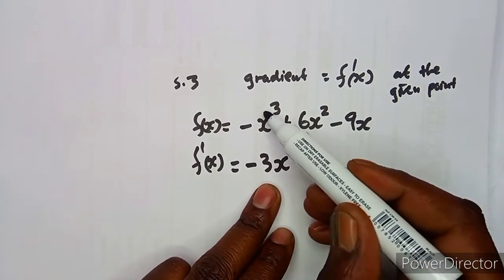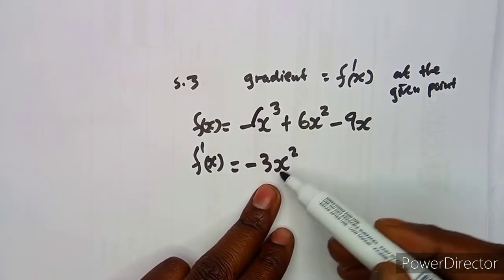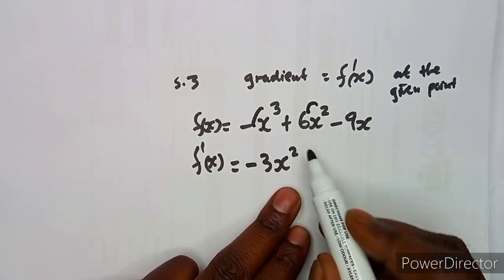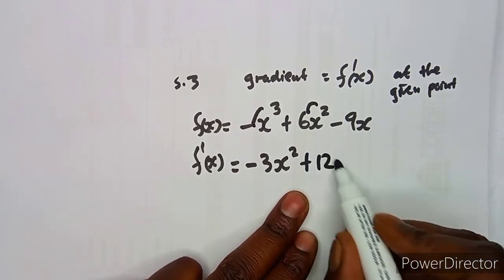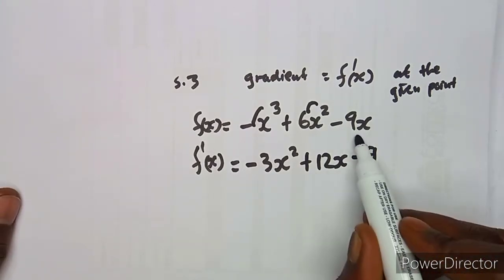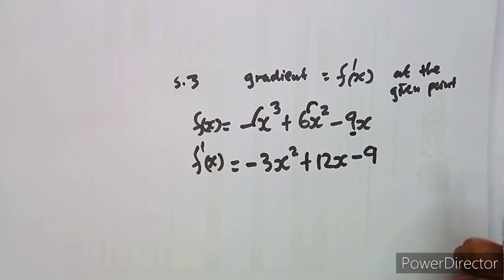Sorry, remember we drop the exponent. This one multiplies, so it's minus 3x squared. We do the same: we drop the exponent, then we subtract. So it's going to be plus 12x minus 9. Remember, when it's a 9x, you just take the constant, which is minus 9.